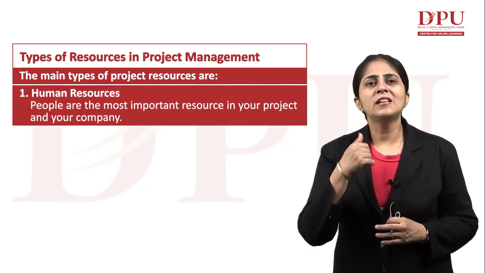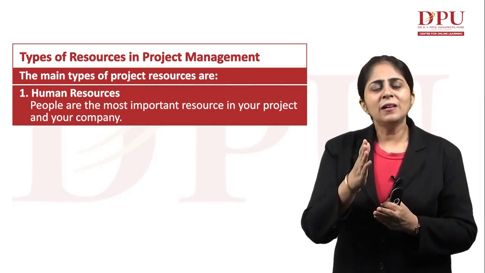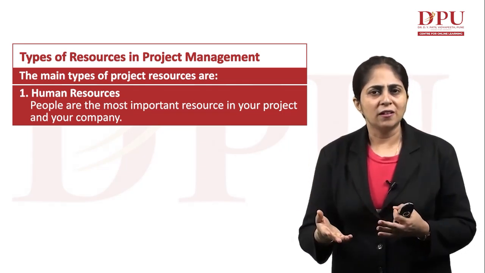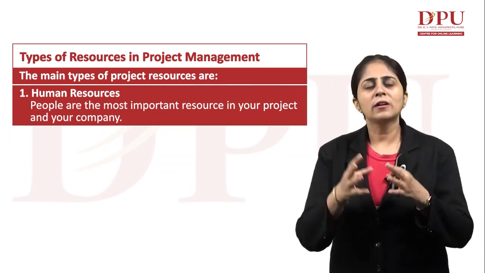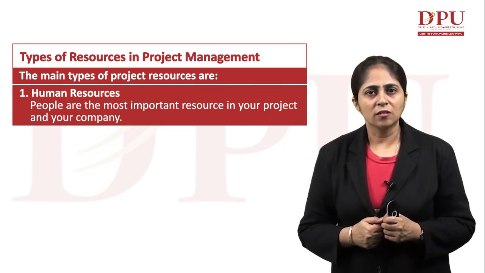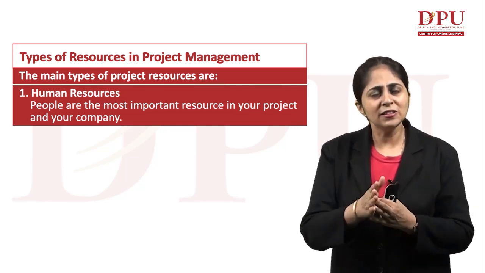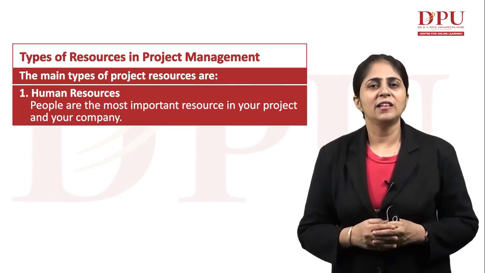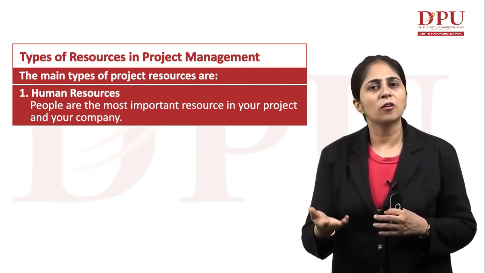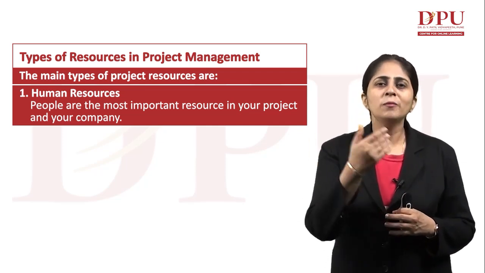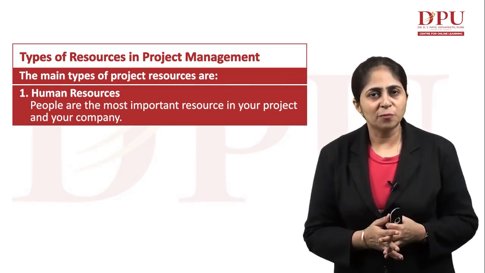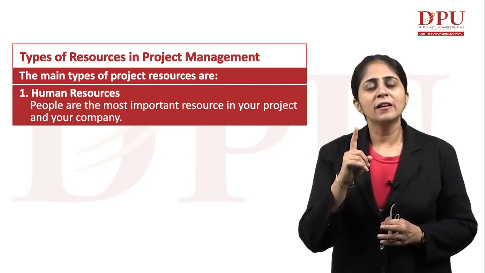The very first one is human resource. People are the most important resource in any project and any company. If the people are not there, if we do not have humans, can we build this entire project? So human resource is the first need of building any project. People are the most important resource in your project and your company. These are the people for whom the project is going to be built, and these are the people who are building this project. So the very first resource that we require is human resource.